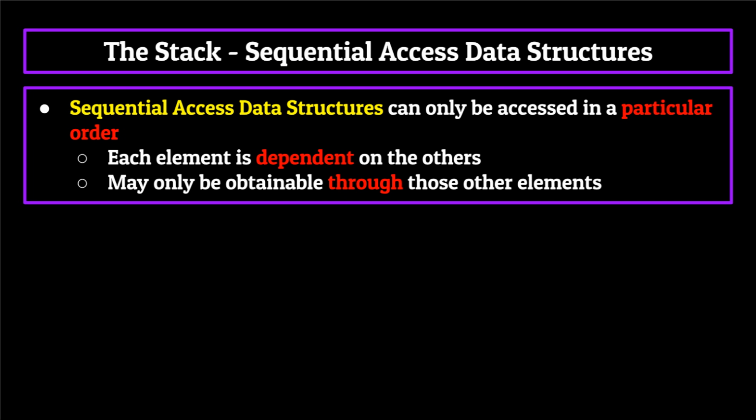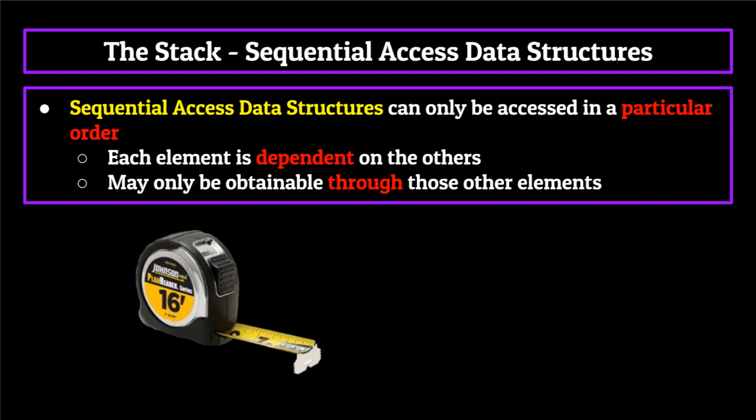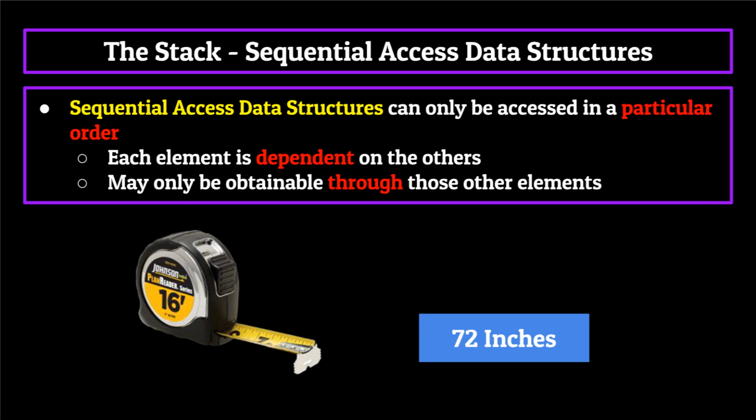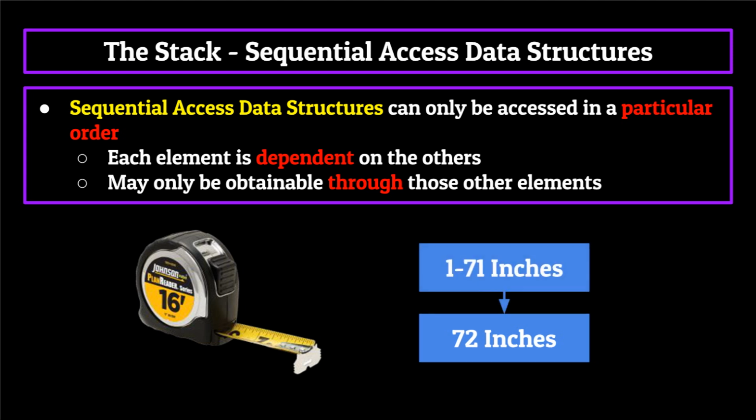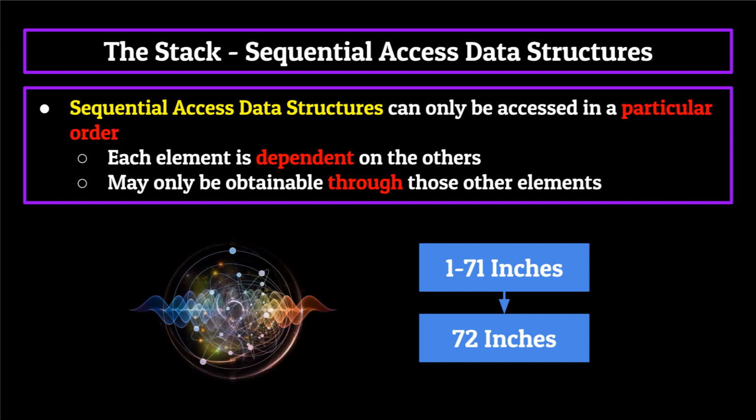A common non-computer science example of sequential access would be a tape measure. To get to the measurement of 72 inches, you would first have to go through inches 1 through 71. There's no way to just instantly get to 72 inches without first breaking every law of thermodynamics and probably the space-time continuum. These are also sometimes called limited access data structures because, unlike random access, the data is limited by having to obtain it through a certain way.